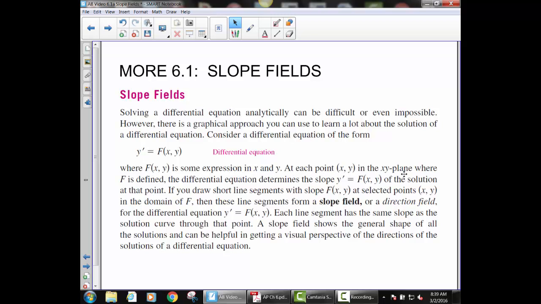At each point x y in the xy plane, where f is defined, the differential equation determines the slope, because that's what the derivative is. It's the slope of the solution at that particular point. If you draw short line segments with that slope at selected points in the domain of f, then these line segments form what's called a slope field or a direction field for the differential equation. Each line segment has the slope as the solution curve through that point. A slope field shows the general shape of all the solutions, which is the plus c, and can be helpful in getting a visual perspective of the directions of the solutions of a differential equation.